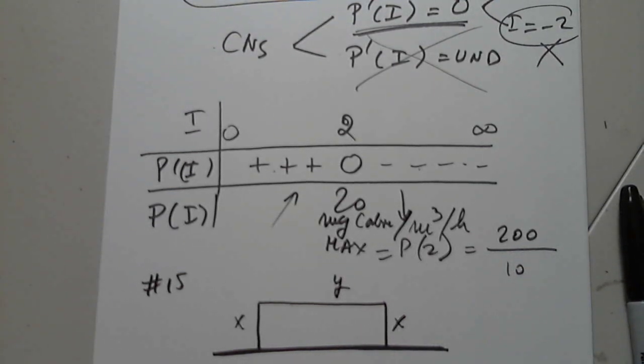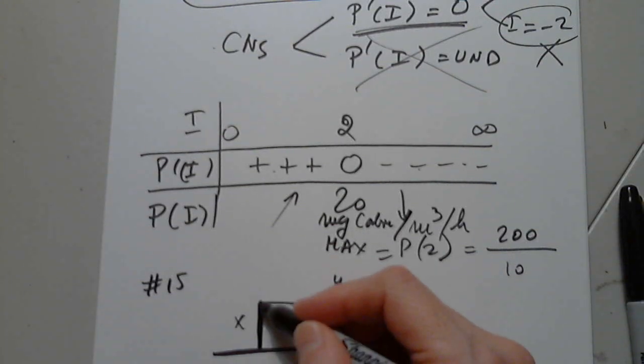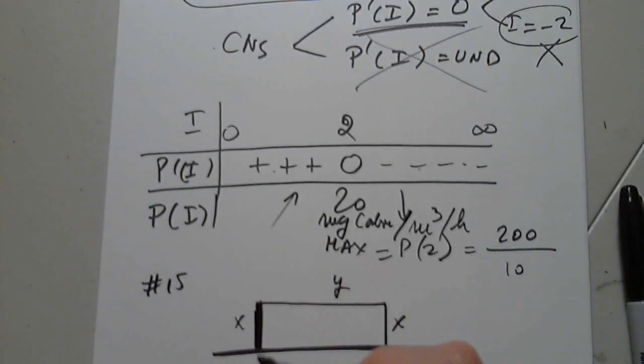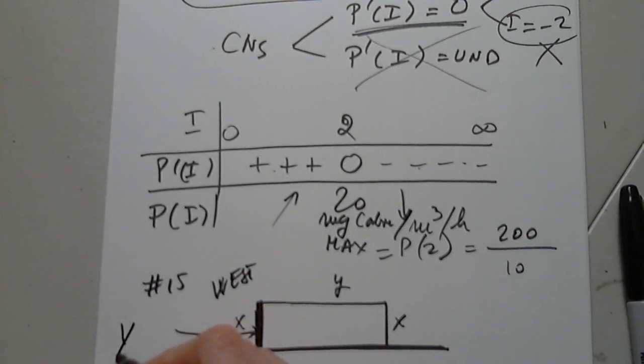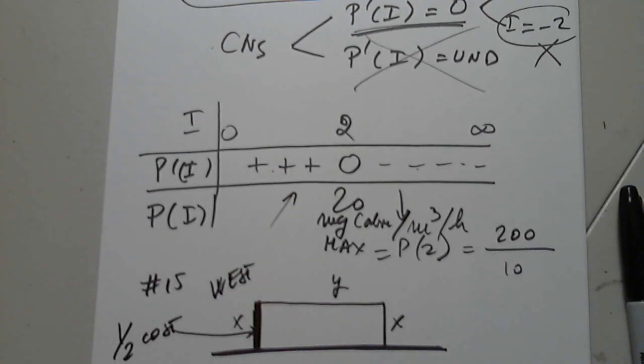No fencing is needed along the barn, and the fencing along the west side of the plot is shared with a neighbor who will split the cost of that portion of the fence. So this side is the west side, and it's split with a neighbor. So the cost of this will be only a half. 1/2 cost.